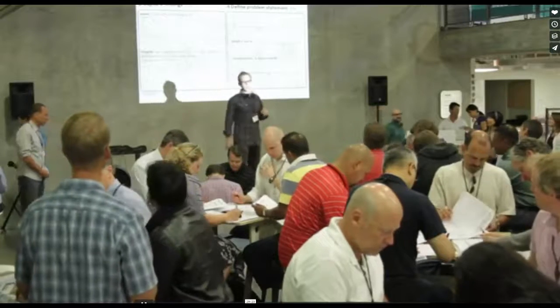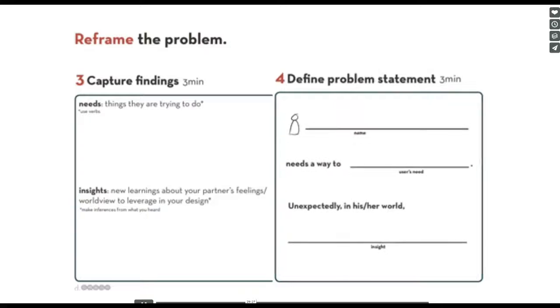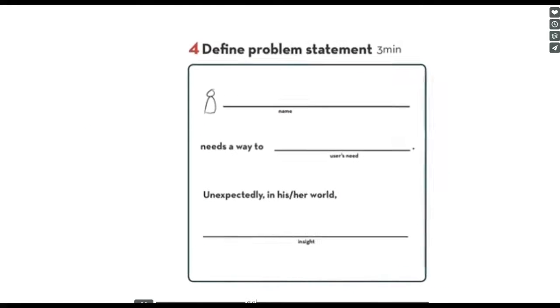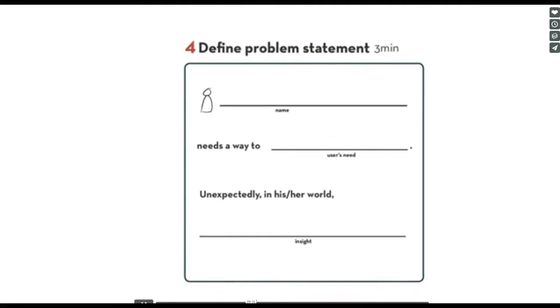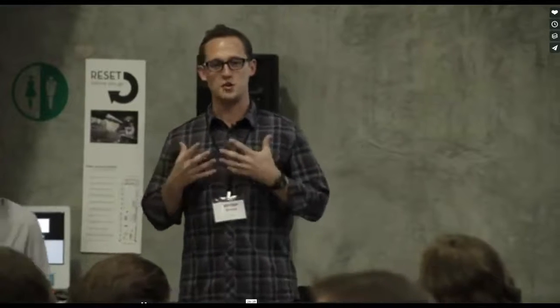All right, so what we want to do now is begin to move from the left side of your page to the right side, from step 3 to step 4. And what we're going to do in step 4 is begin to articulate a problem statement. So this is your unique statement of the problem as informed by empathy for your user, okay?